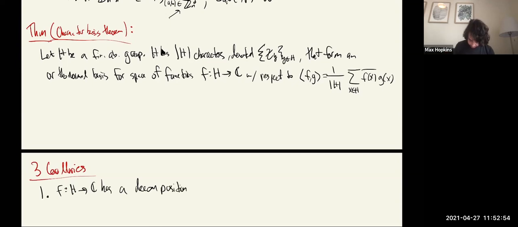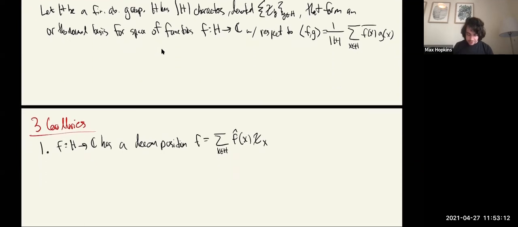Decomposition. F is equal to the sum over, let's say, X in H of F hat X, so some coefficient, times a basis vector, chi X. Okay, so this is just from being a basis, right? And because the basis is orthonormal, moreover, maybe I should say this is called the Fourier decomposition. And this is called the Fourier coefficient.